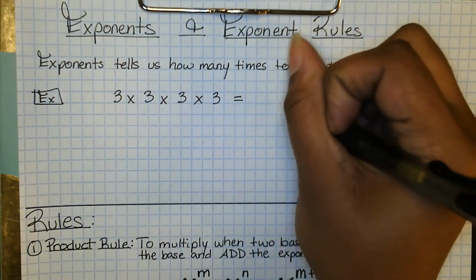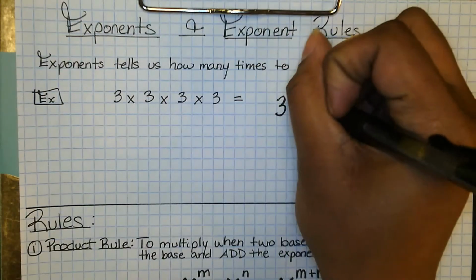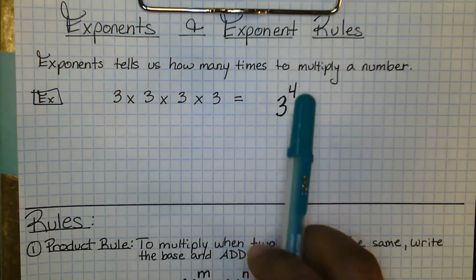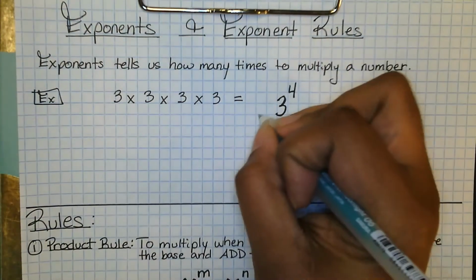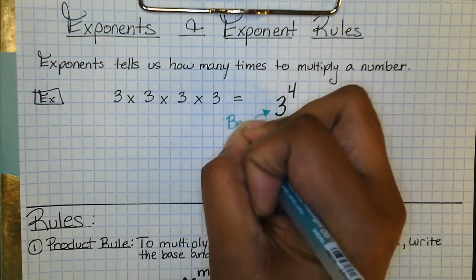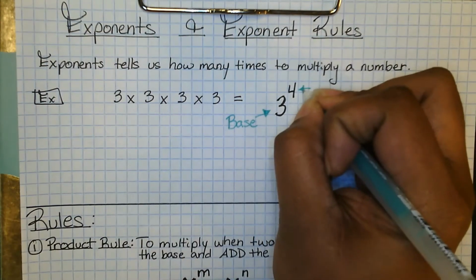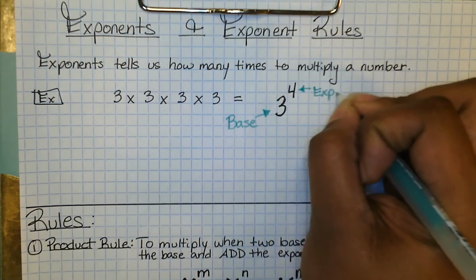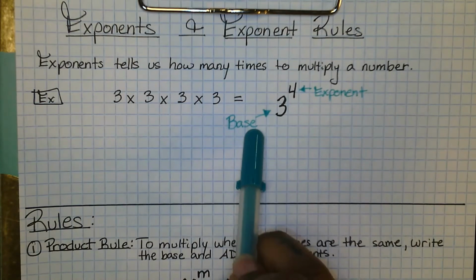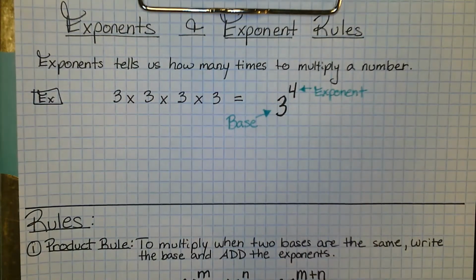So we can write it as 3 to the power of 4, because we're multiplying the number 3 4 times. So the 3 would be considered our base, and the 4 is our exponent. The base is the number that's being multiplied. The exponent is how many times we multiply that number.